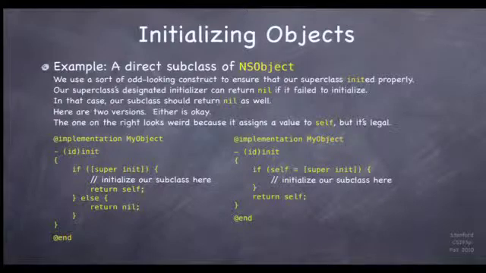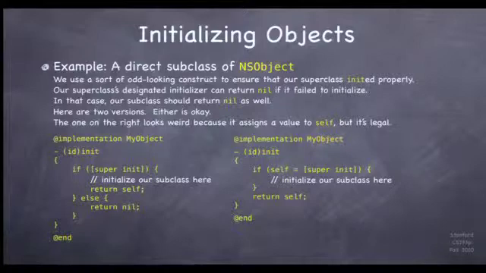So here's an example of a direct subclass of NSObject, and I have two versions of it here. The two versions are the same; it's just the code style that is a little different. Let's look at the one on the left. MyObject here is a direct subclass of NSObject. In its init, it says if super init, in other words, if super init does not return nil, then initialize our subclass, whatever instance variables we have, and return self. Otherwise, we're going to return nil.